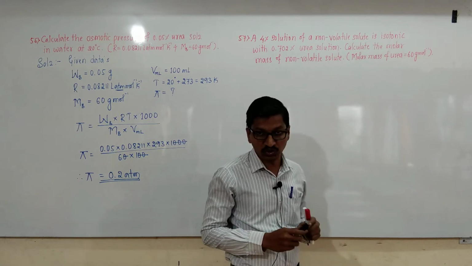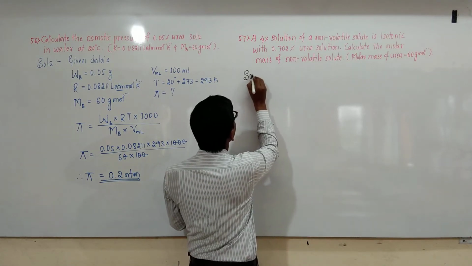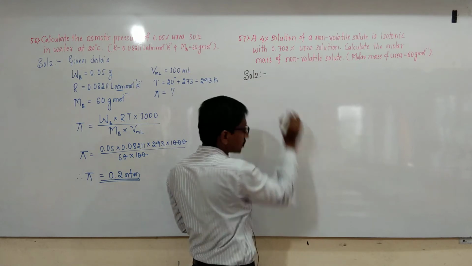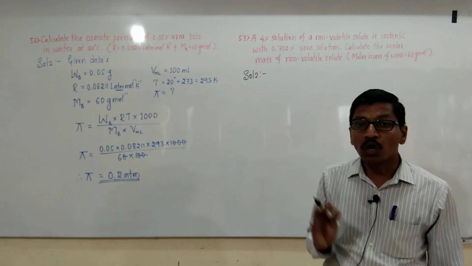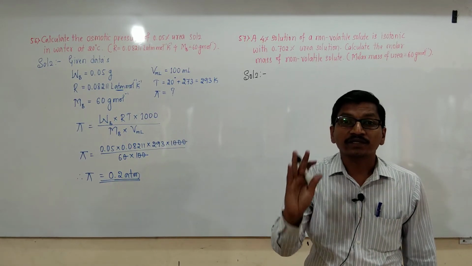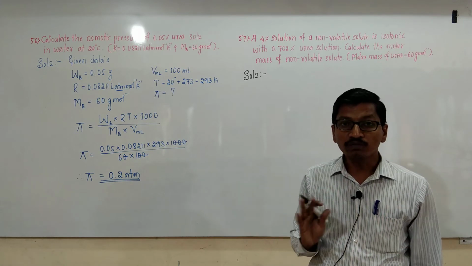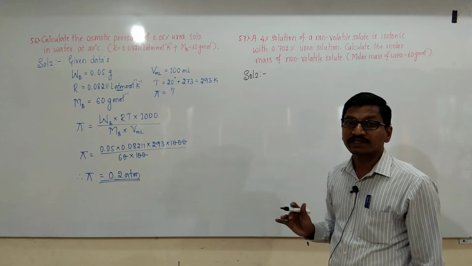0.702% urea solution. For an isotonic solution, osmotic pressure of the two solutions are same, otherwise the concentrations of two solutions are same, or for the same volume the number of moles of two solutions are same.